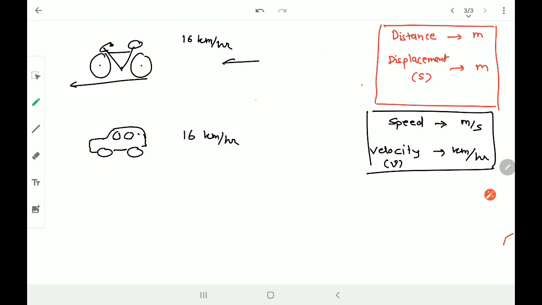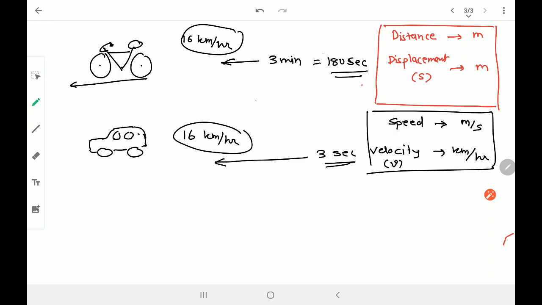But in how much time does the cycle achieve the speed of 16 kilometer per hour? Just imagine, to achieve 16 kilometer per hour, the cycle takes 3 minutes. 3 minutes means how many seconds? 6 3s are 18, 180 seconds. Whereas the car can achieve 16 km per hour speed in only 3 seconds. So don't you think the velocity is the same, the speed is the same, still the cycle is taking more time whereas the car is taking less time.